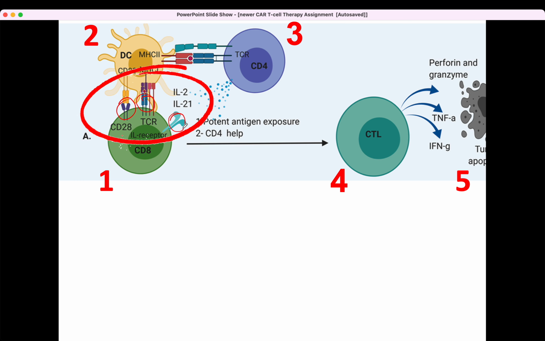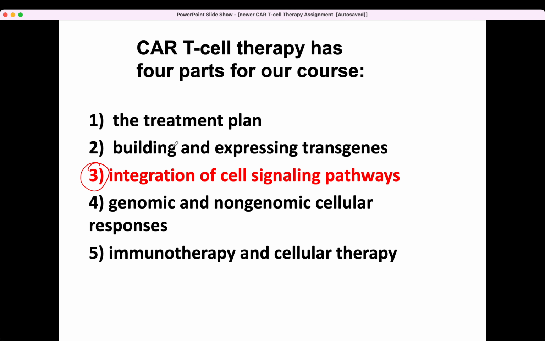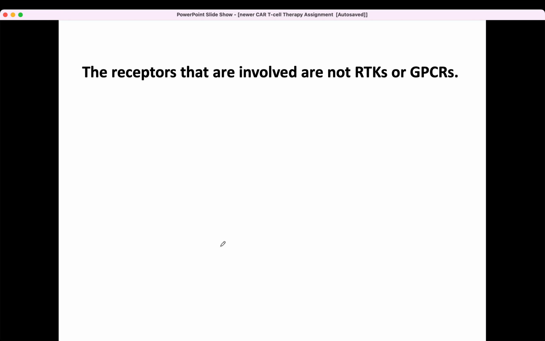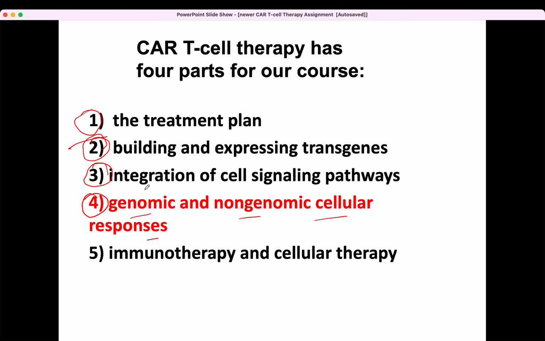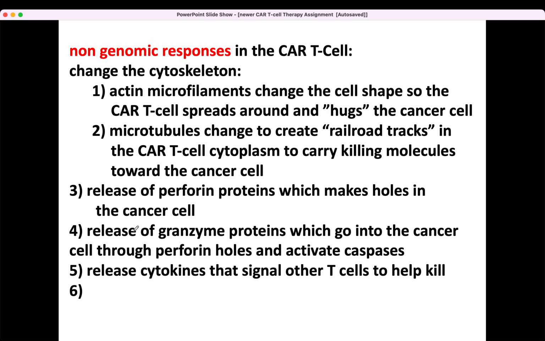All right, so cool. So what are the types of responses that the normal cell does and that this CAR T cell does with enthusiasm, right? Again, I have to go forward a little bit further. Sorry, the genomic and non-genomic cellular responses. We're going to learn these. Non-genomic responses means we don't even need new gene expression. We don't have to activate genes, and so these are things that are happening right away.